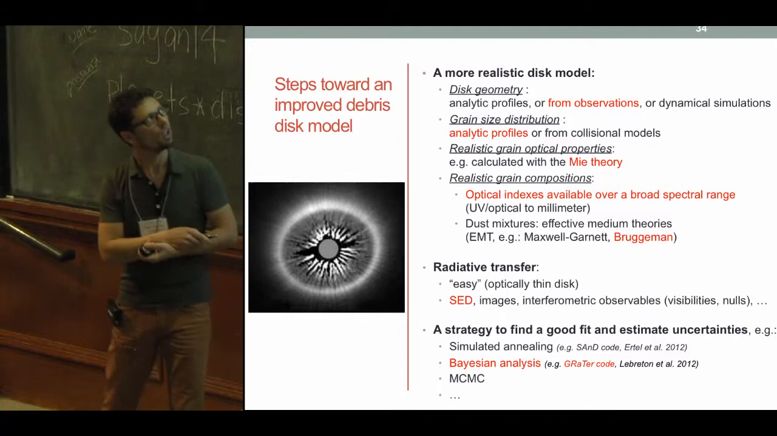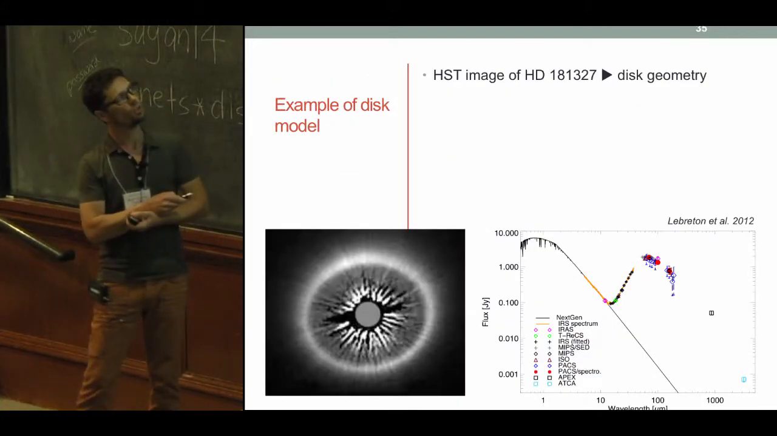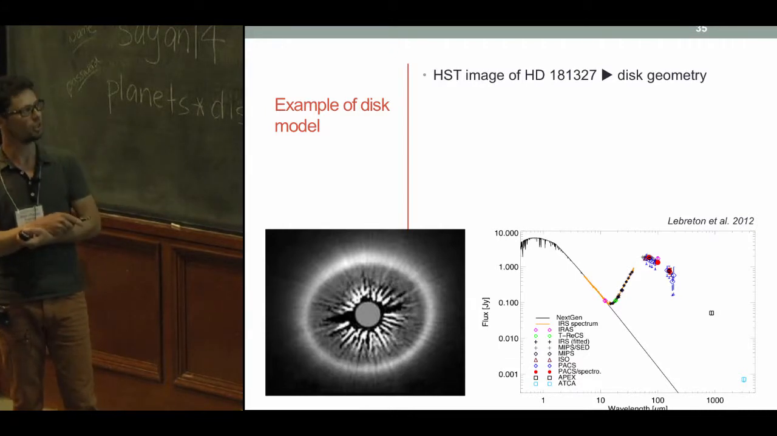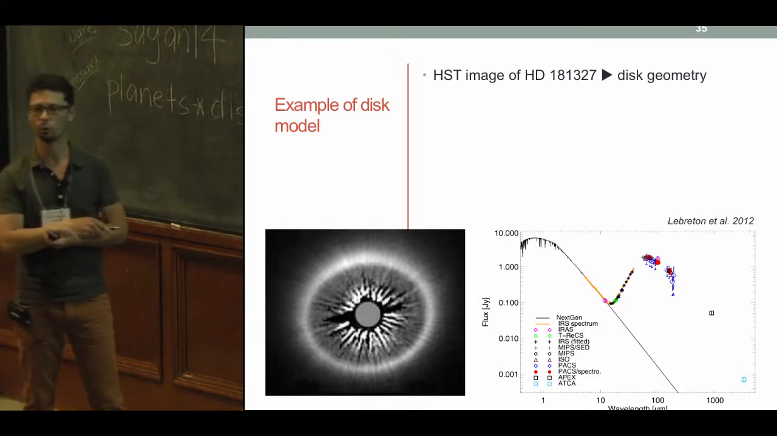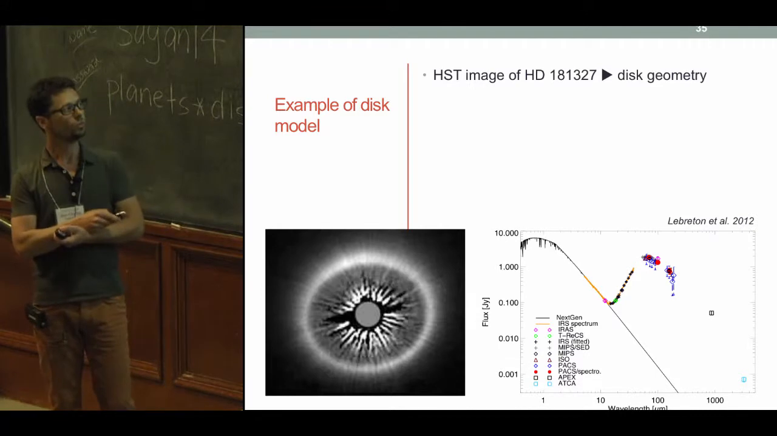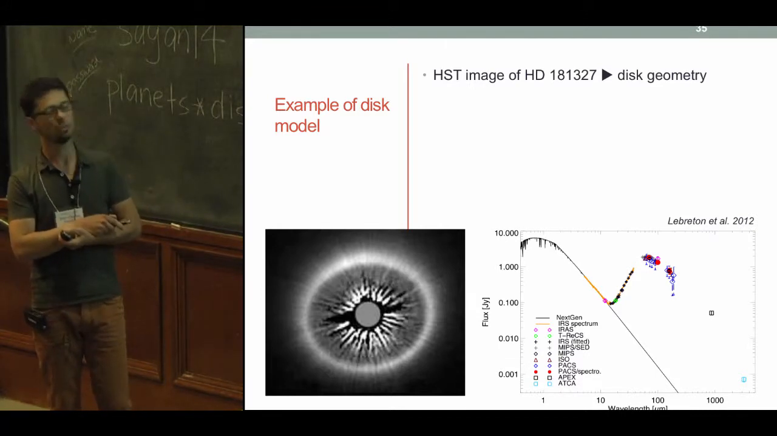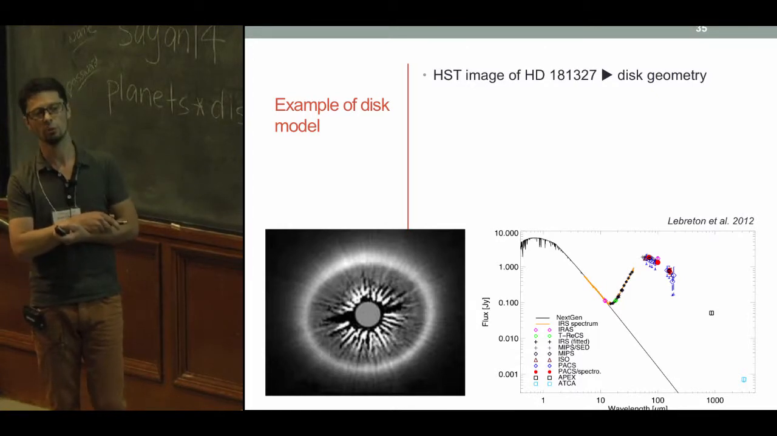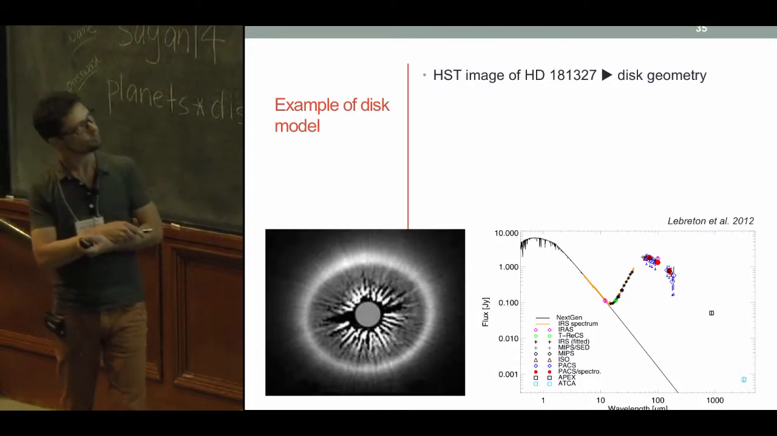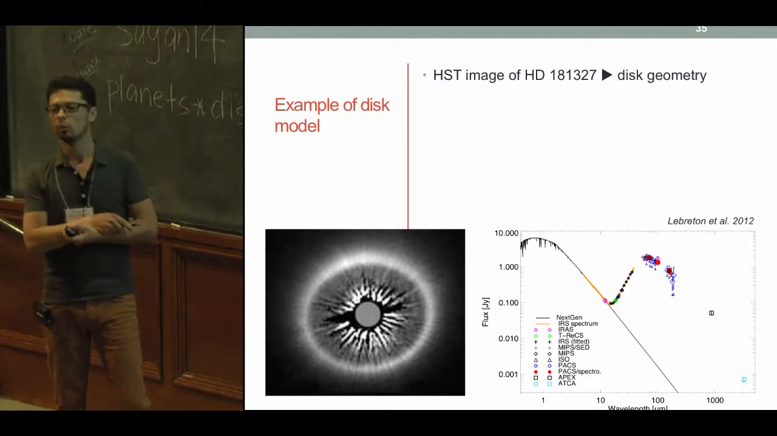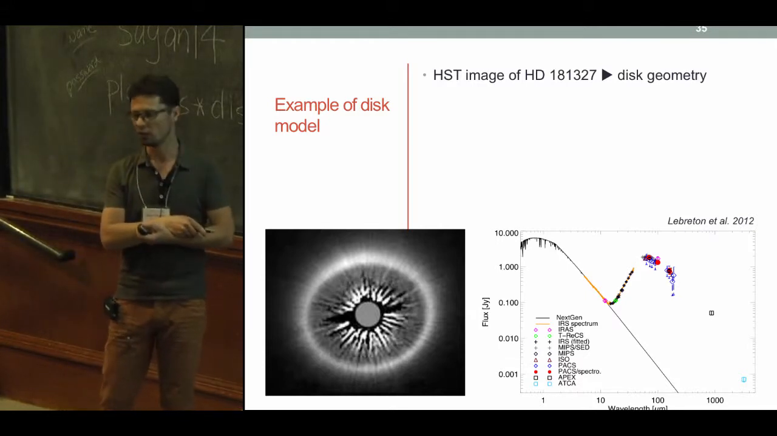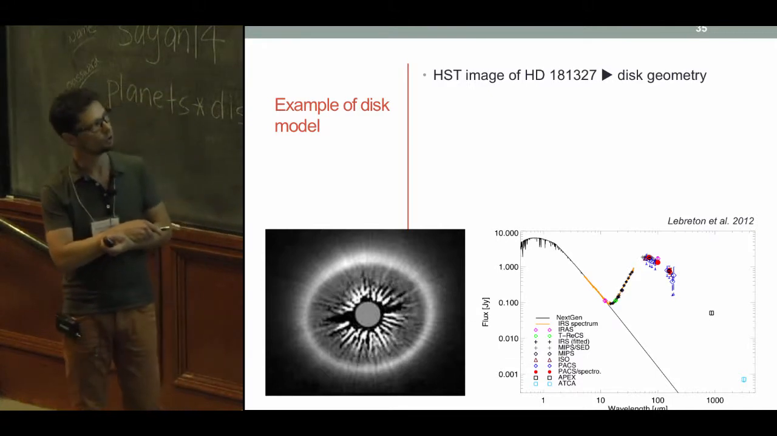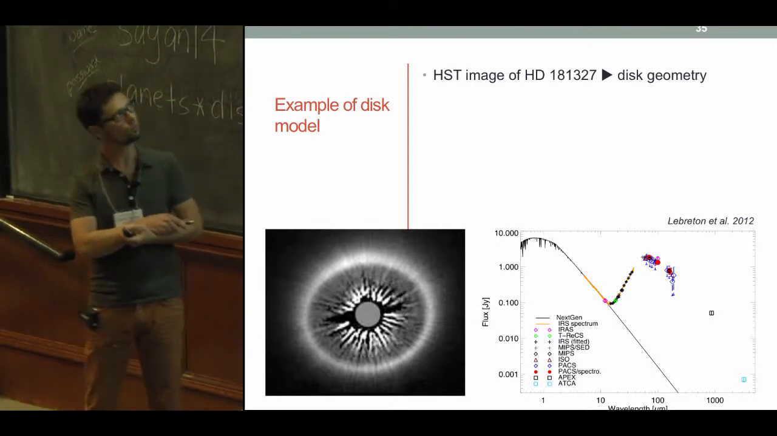Let me show you. This is HD 181327, which has been spatially resolved with the HST. We know where the dust is, no doubt about that. Which means that we can use this image to constrain the disk geometry, which is no longer a free parameter in this model. Then what you can do is constrain the dust properties, not only the grain size distribution, but also the composition of the grains. And this is the goal of this approach here.